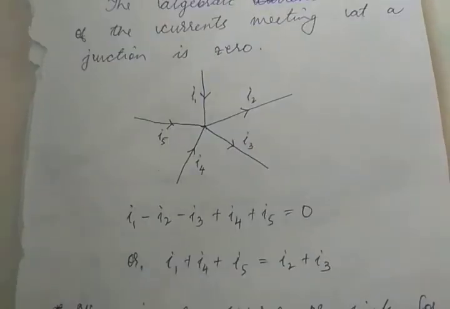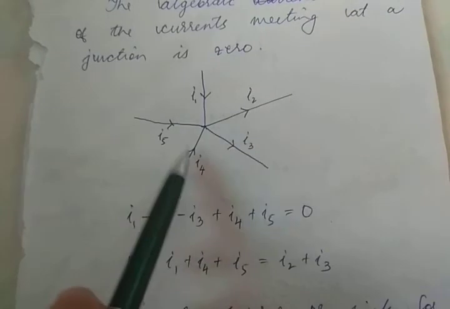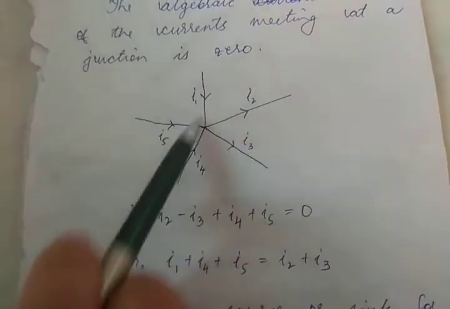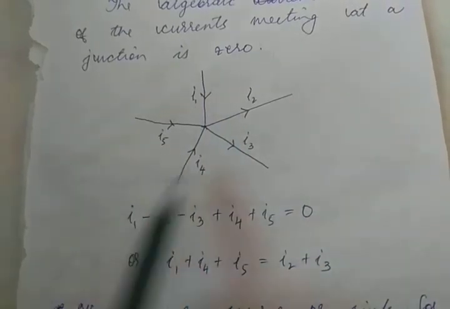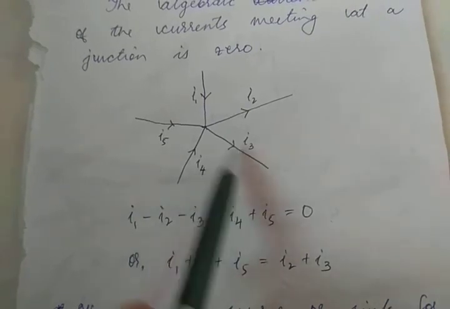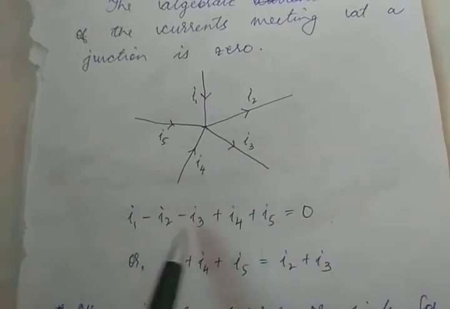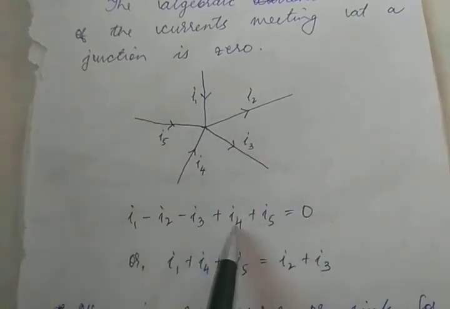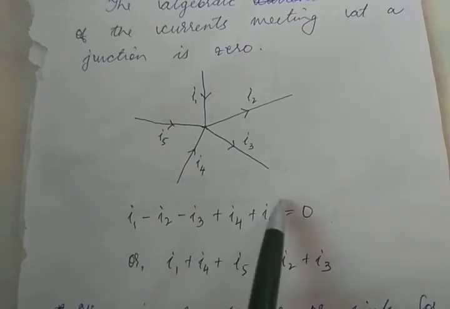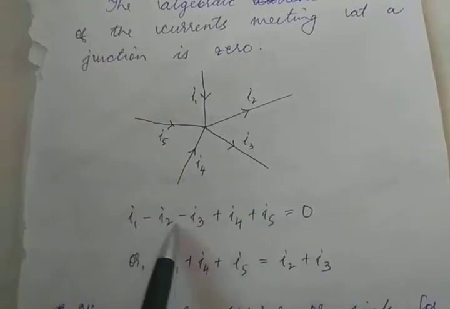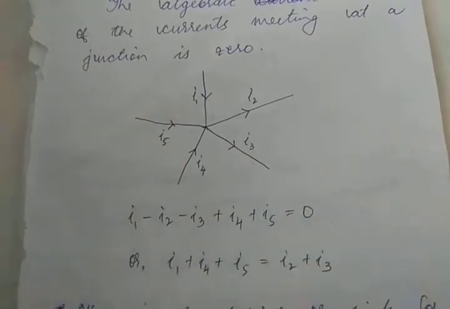But in here I have taken current flowing into the junction to be positive and current flowing out of the junction to be negative, in which case what I'm getting is, since I1 is flowing into the junction, I1 is positive. I2 is flowing away from the junction, so minus I2. I3 is flowing out of the junction, so minus I3. I4 and I5 are flowing into the junction, so I have taken both of these two to be positive. So what Kirchoff's current law tells us is the algebraic sum of the currents, which happens to be this, is equal to 0.